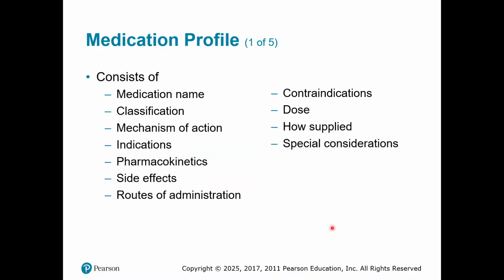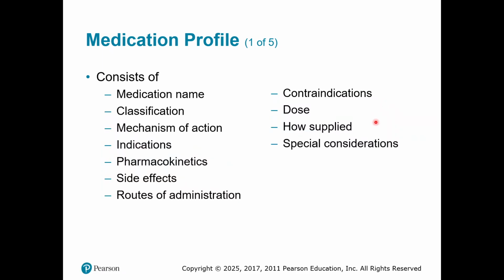So medication profiles, what do they consist of? Well, a medication name, a classification, a mechanism of action, indications, pharmacokinetics, side effects, routes of administration, how we're going to give it, right? The contraindications. Some of these drugs have contraindications in certain situations where you can never give them. But then there are relative contraindications, right?